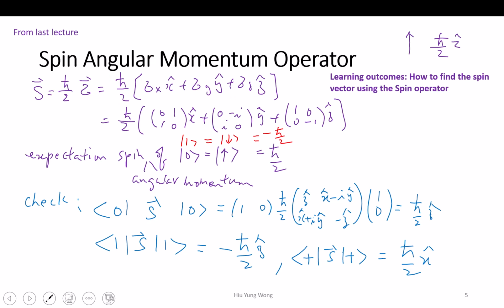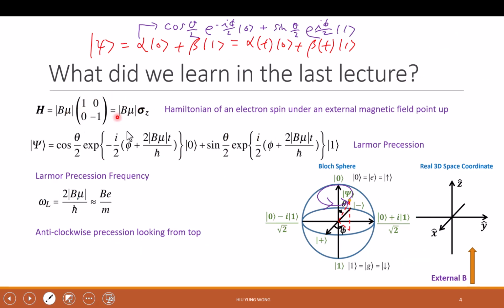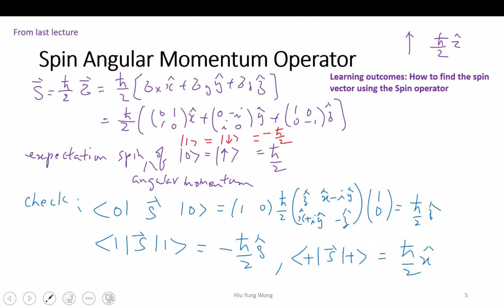The spin angular momentum operator is this. And we can construct this operator like how we constructed the Hamiltonian before, using the eigenvalues and the eigenstates, like we did before. Okay, so good.